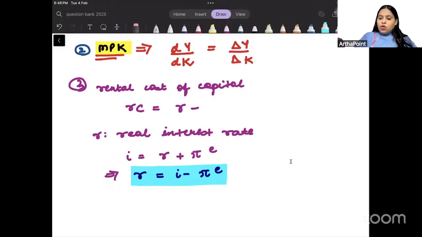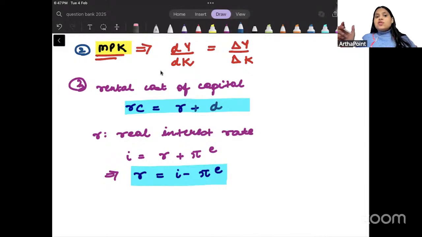ठीक है? So the rental cost of capital can be written as R plus D, where R is your real interest rate. Usually जब भी हमें investment decision लेना होता है, whenever we have to make any investment decision, we always talk about the real interest rate. ठीक है? Investment decisions are made on the basis of real interest rate, but of course उसको हम nominal के terms में भी change कर सकते हैं. We can change it in terms of nominal also. ठीक है?